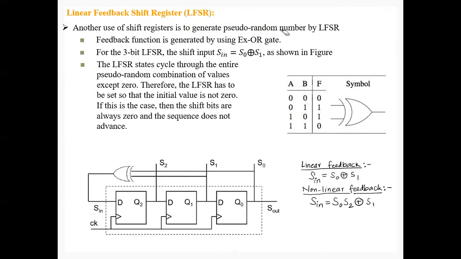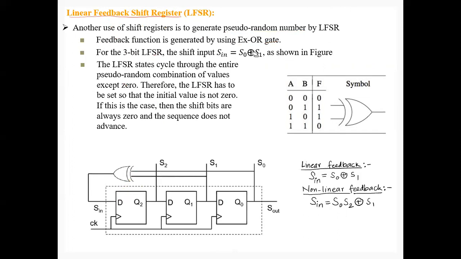So what is a pseudo-random number? I'll give you an example in the next slide, okay? For now, just remember this is pseudo-random number. If you want to generate pseudo-random numbers, then we use a linear feedback shift register. As I explained earlier, the feedback function is generated by an XOR gate. In my case, I have a 3-bit LFSR, linear feedback shift register. So we have one here, another here, 3-bit, right? Depending on how many bits you want, you have to keep adding the number of registers.